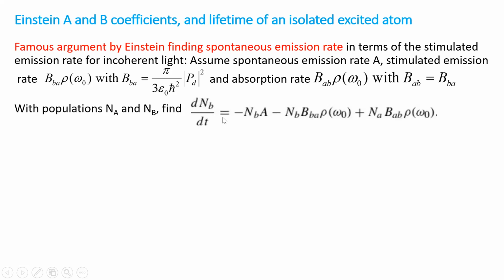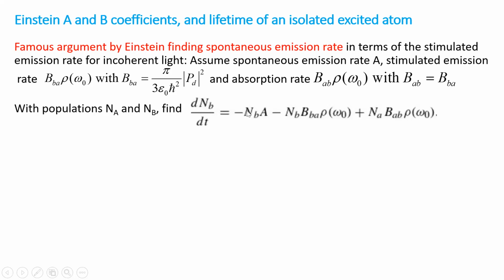Well, there's three things. There's spontaneous emission. The B state could spontaneously emit and go down to the A state. There could be stimulated emission. So the field around could drive the transition from B down to A, and we would lose an atom in B. And then we could gain an atom in B if an atom in state A absorbed and went up to B.